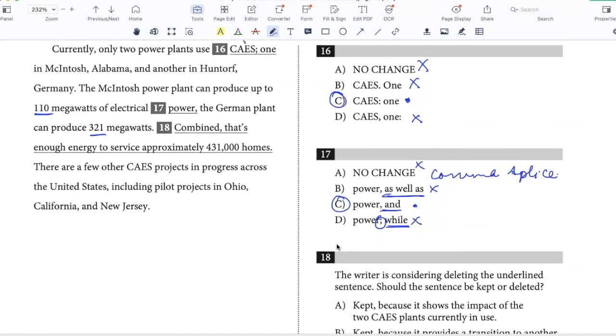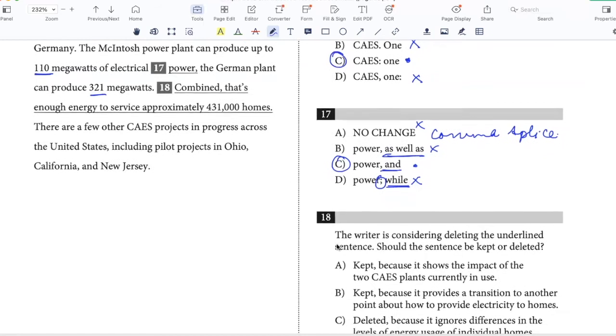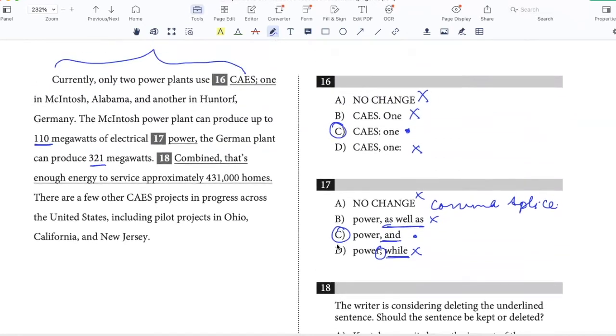Combined, that's enough energy to service approximately 431,000 homes. There are a few other CAES projects in progress across the US, including pilot projects in Ohio, California, and New Jersey. The writer is considering deleting the underlined sentence. Should the sentence be kept or deleted?